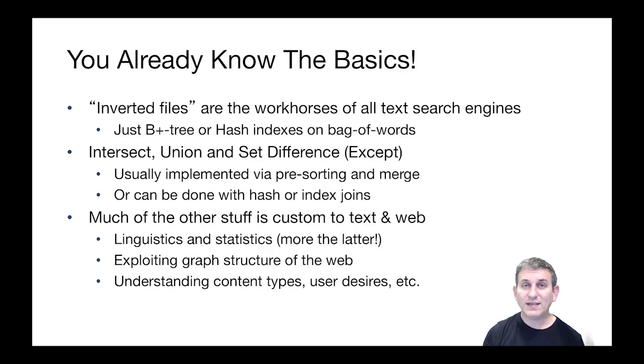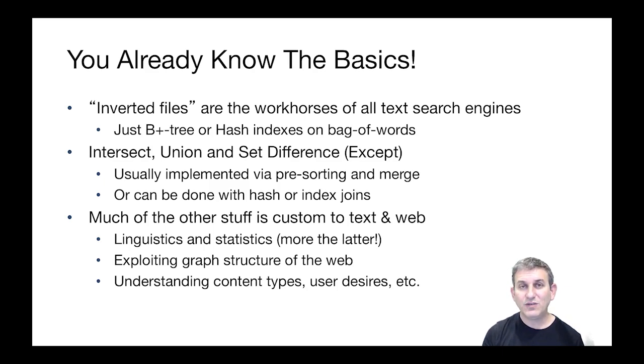So to summarize, at this point, with this simple information about essentially B-trees and merge joins, you already know the basics of how to do information retrieval. Inverted files are the workhorses of all text search engines, and that's the term you'll see in the information retrieval literature. From a relational perspective, these are just B-plus trees or hash indexes on this kind of bag of words tables of data. Okay, so we're turning documents into tables, and then we're building indexes on those tables. That's what inverted files are.